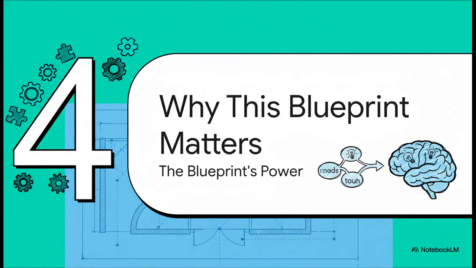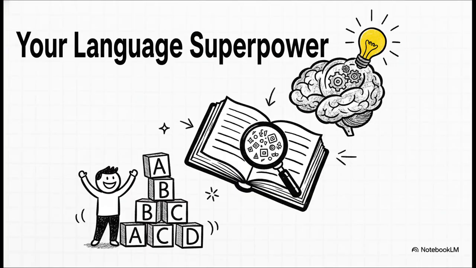Okay, so we've looked at the building blocks. We've seen the tools in the workshop. We've explored the whole architectural plan. But let's get to the big question. Why does any of this actually matter to you? Well, understanding this blueprint is basically like having a language superpower. It means you can look at a huge, intimidating word you've never seen before and break it down into familiar parts to guess its meaning. It helps you learn faster, understand what you're reading better, and honestly, it just gives you this deep appreciation for how incredibly creative language is.